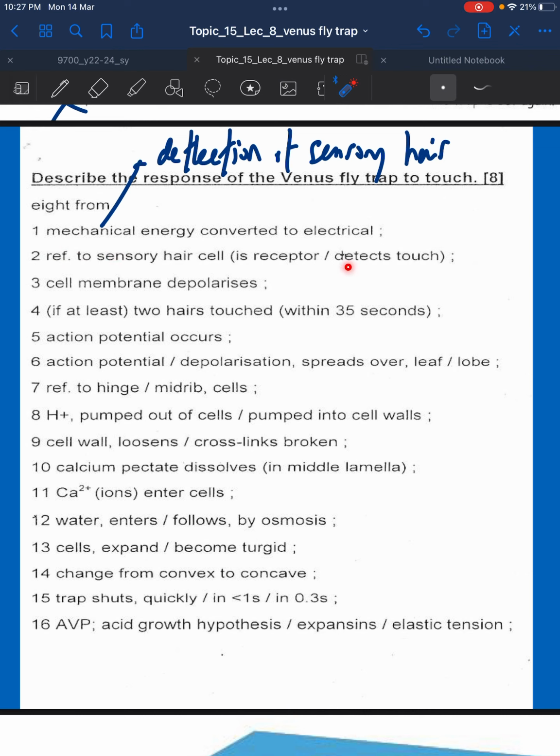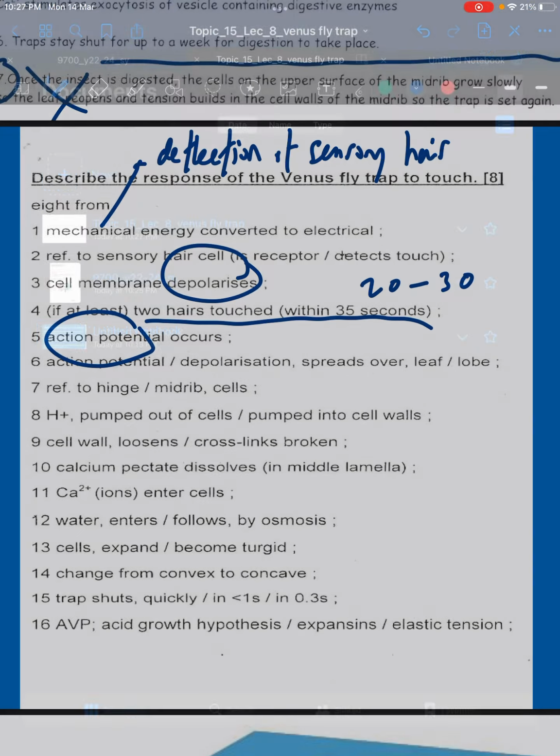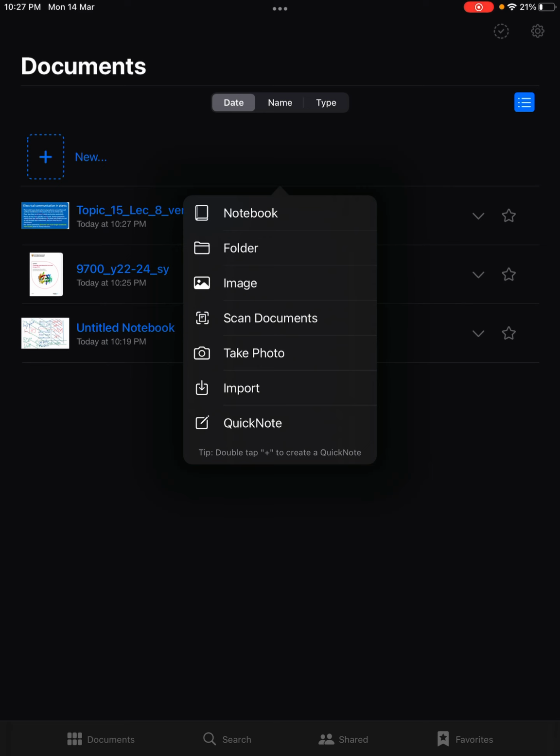Reference to sensory hair, receptor, detect touch, cell membrane depolarizes. You must have at least two hairs within, it says here, 35 seconds. Most references say between 20 to 30 seconds, and 35 seconds is not that far from 30 seconds. So action potential occurs. Remember, it's always depolarization followed by action potential. This concept is very, very important.